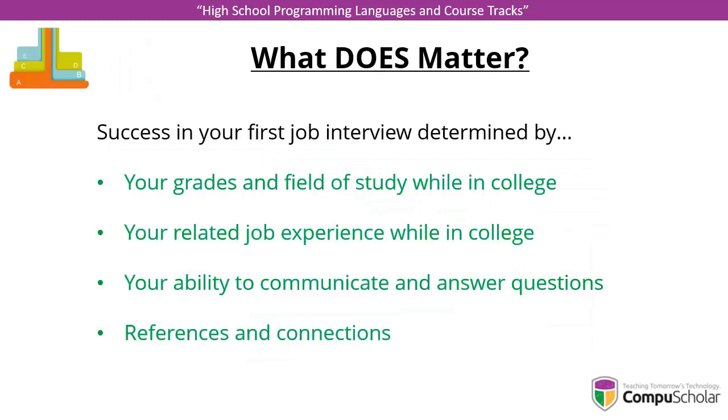So with that in mind, what actually does matter and what is a guideline for success for students that are going for that first job interview after they've graduated college? Well, companies, when they're interviewing these so-called fresh outs, are going to be looking at their grades, what they studied in college, if they had any job experience while in college, either through an internship or a co-op experience. That's a huge plus. The candidate will be judged on the ability to communicate and answer questions, and of course references are checked, and connections, personal or otherwise, within the company are always great.